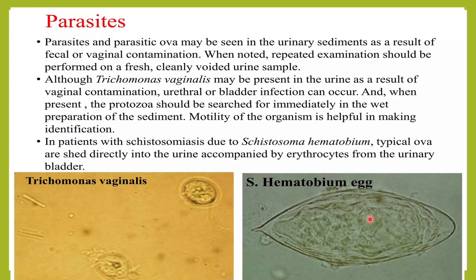And schistosomiasis, which happens because of Schistosoma haematobium, you can see the typical ova which is directly shed into the urine, and there will be bleeding. So you can see the RBCs in the urinary bladder, or the urine sample will have the RBCs.